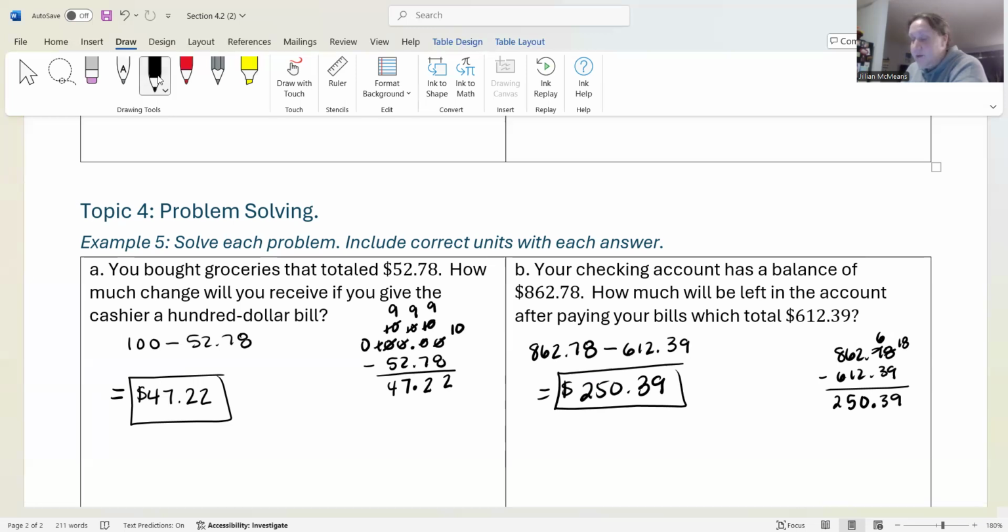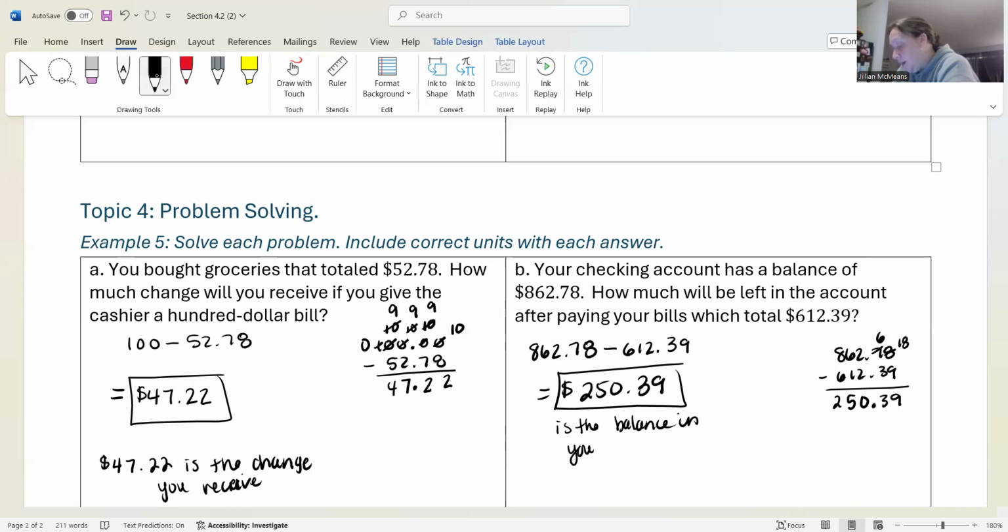Make sure at the very least you put the dollar sign with both of these values for part A and part B. I find it can be even better if you put a little description with your answer. So for me, I would really love to see $47.22 is the change you receive. Okay, and then I could say $250.39 is the balance in your account. So at the very least, minimum, you have to have a dollar sign with your answers. But if you can describe your answer, to me, that's even better.